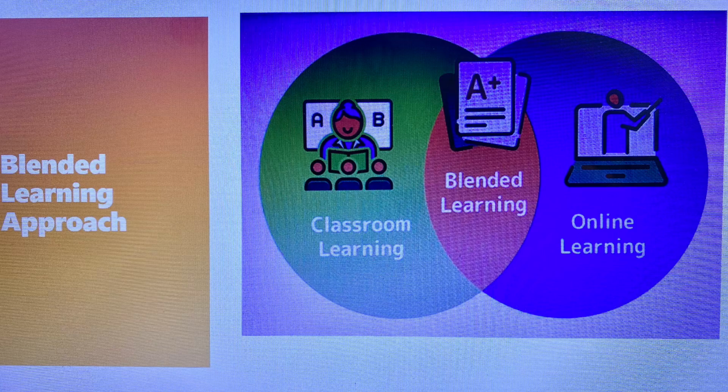As you can see in the video clip, one circle is green and the other circle is blue. Green represents classroom learning and blue represents online learning. The intersection where the two intersect is called blended learning. Therefore, blended learning is where instructions are customized to meet students' individual needs with an element of control over students' time, place, and pace of learning.